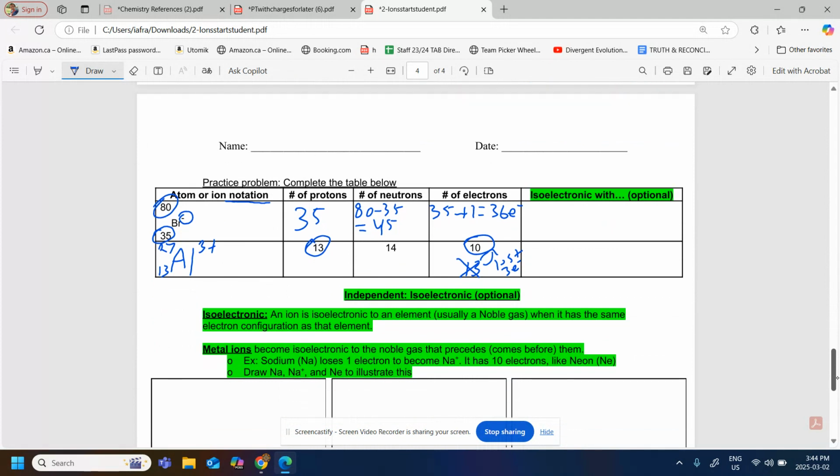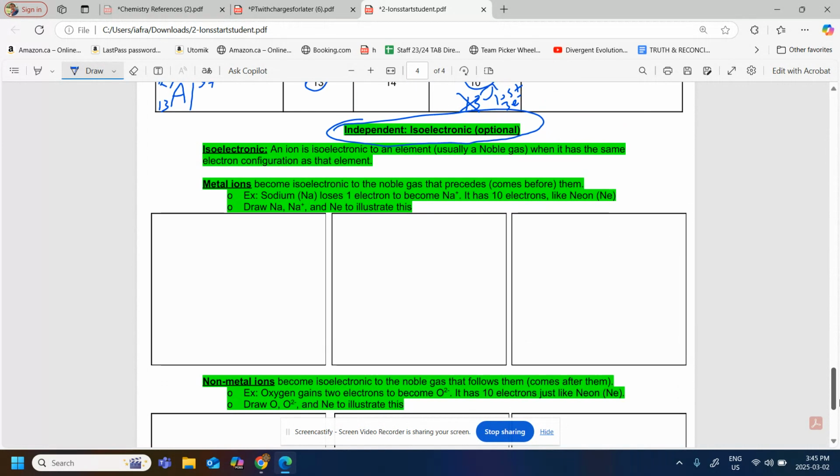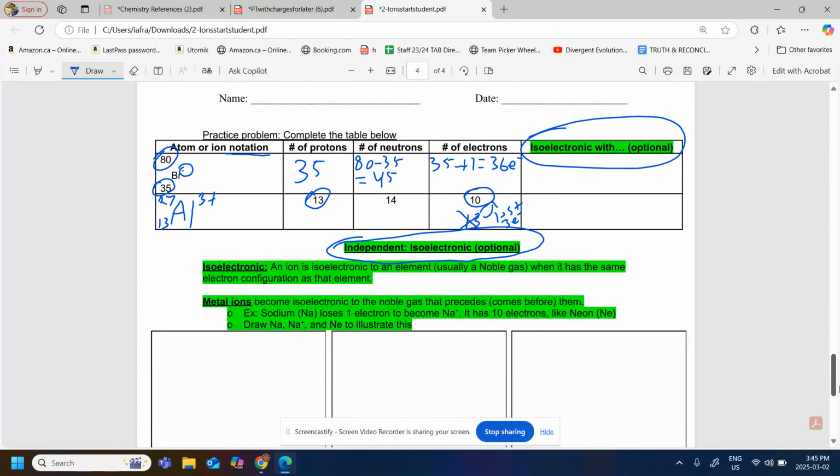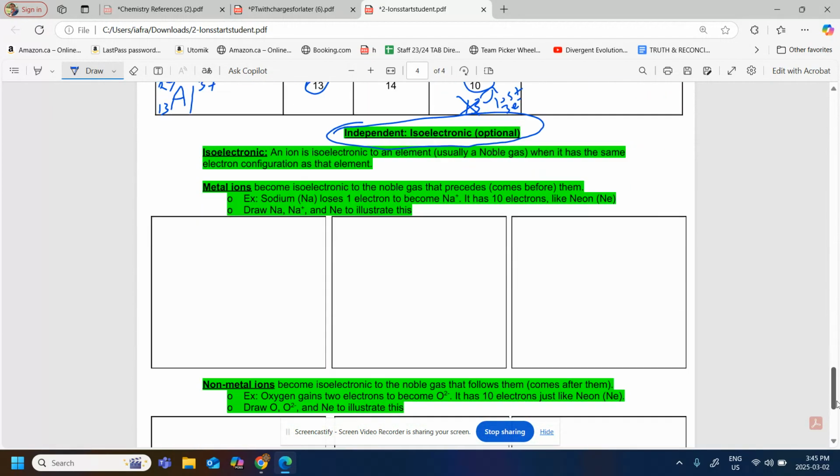You'll see here there's some optional concepts called isoelectronic. You can do an independent study of that. There will be a video for you to look over if you'd like to go over what it means to be isoelectronic. But so far all the videos you've seen are all you need for the required material for this segment of the course.